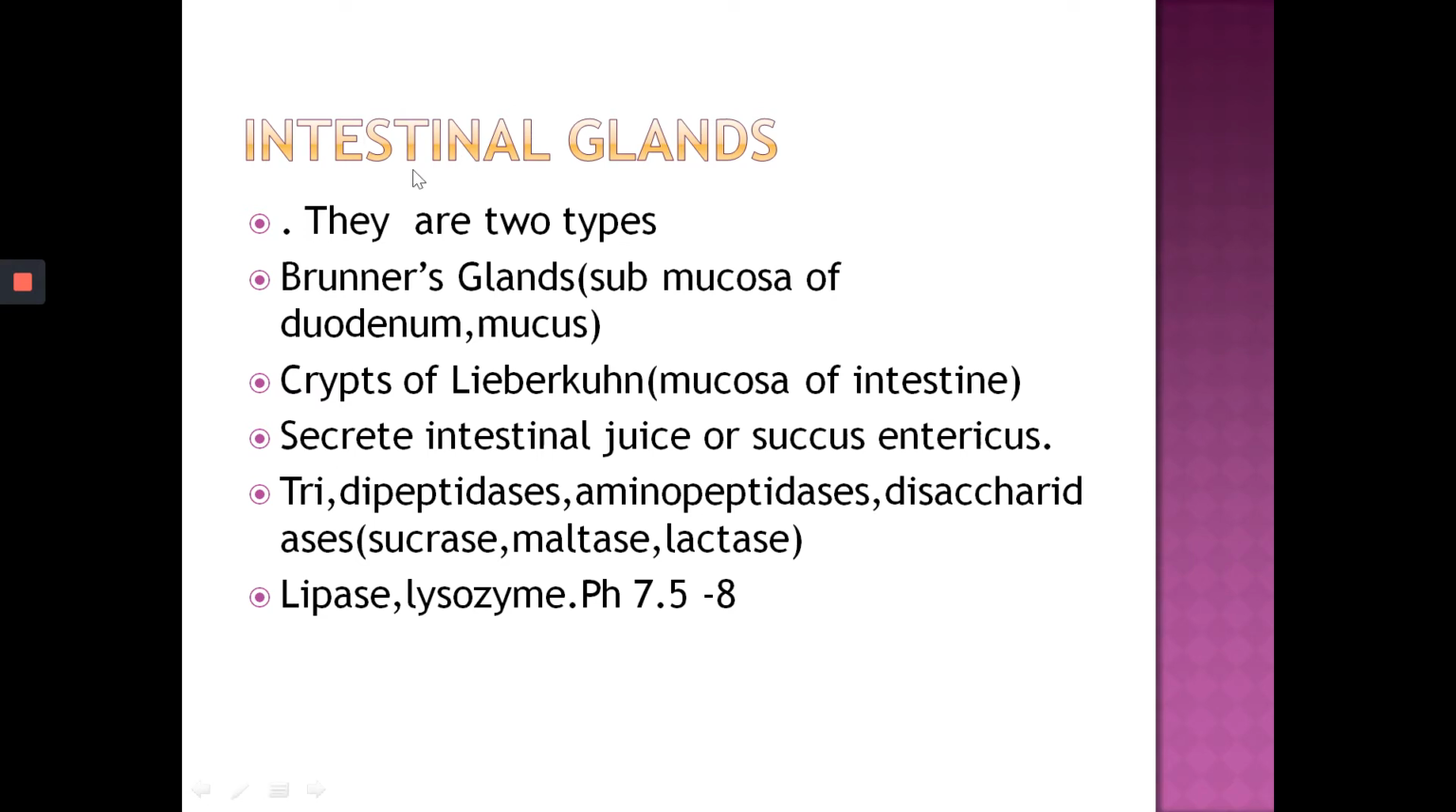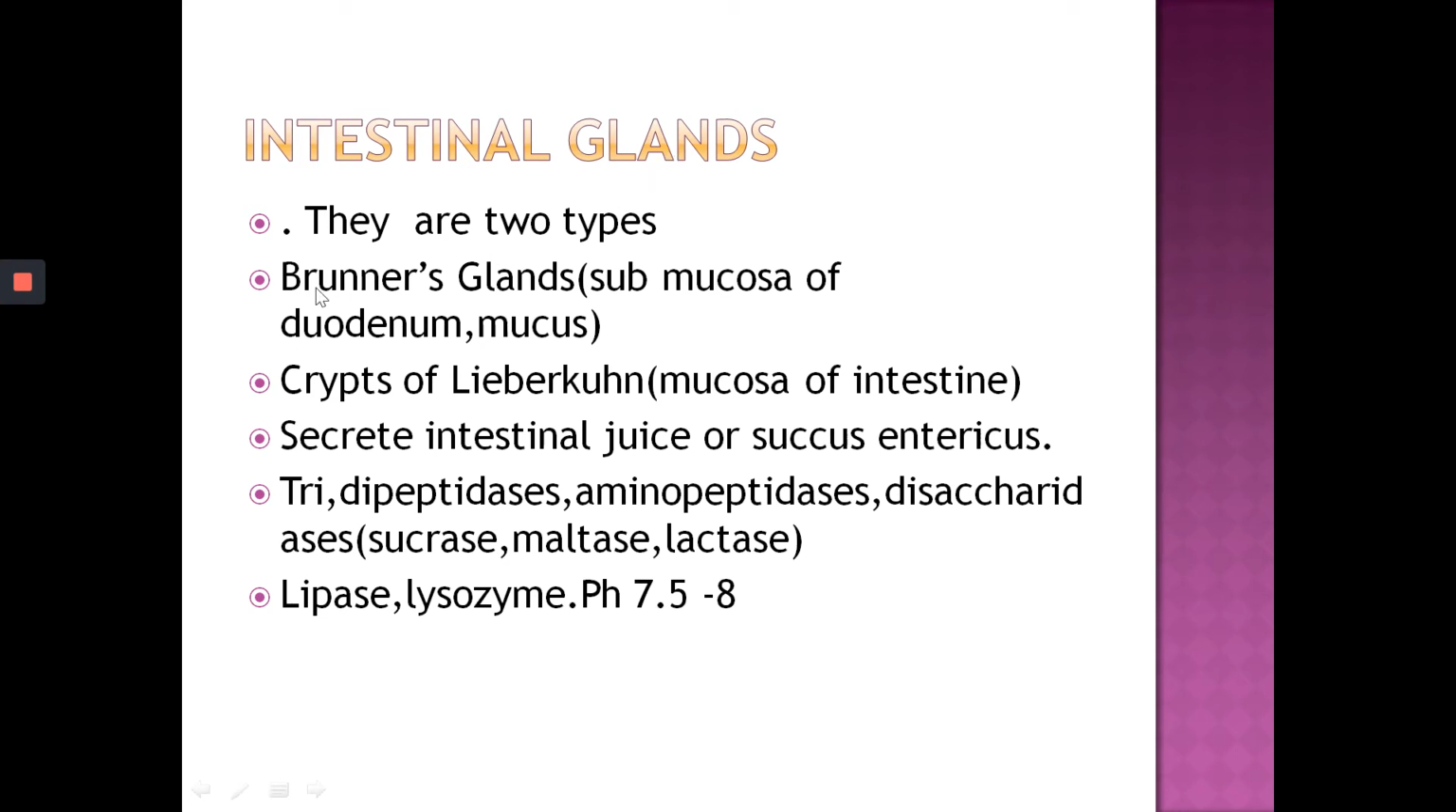So small intestine is divided into three parts: duodenum, jejunum, and ileum. In these parts, these glands are present. Two types of glands are present. Intestinal glands are two types.